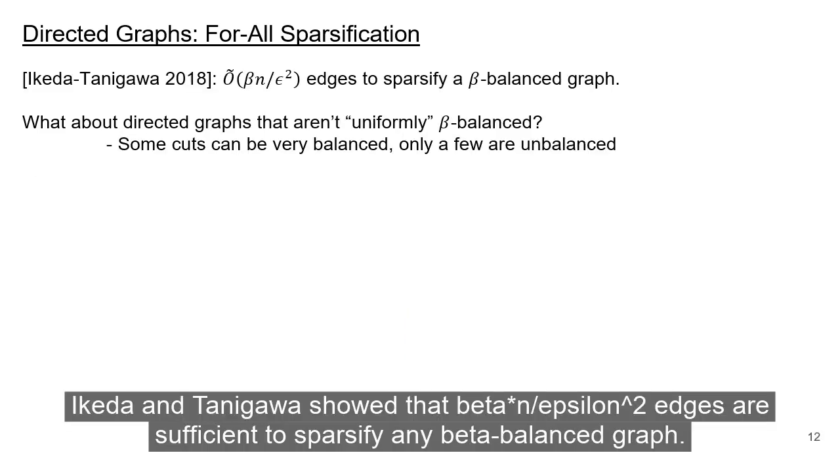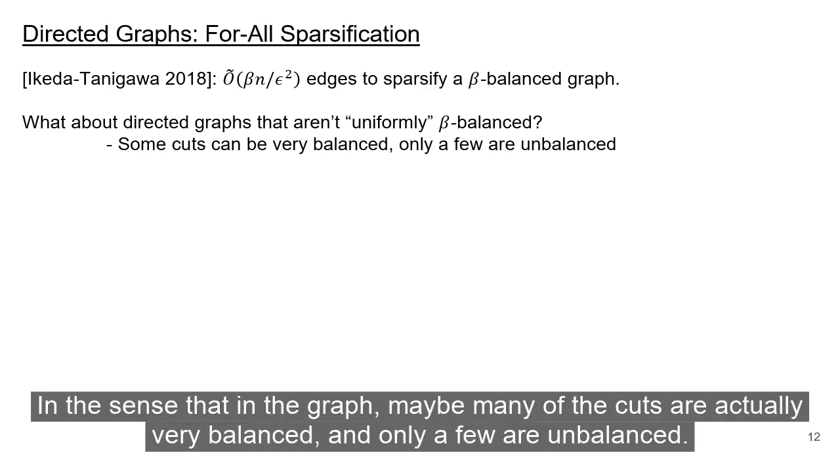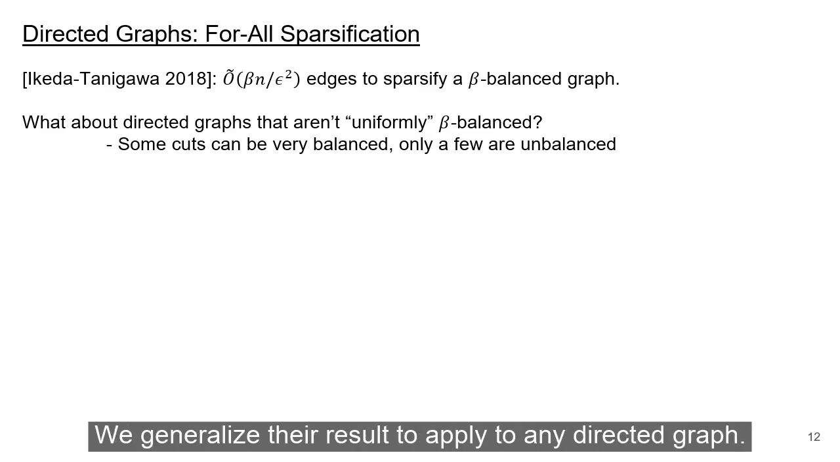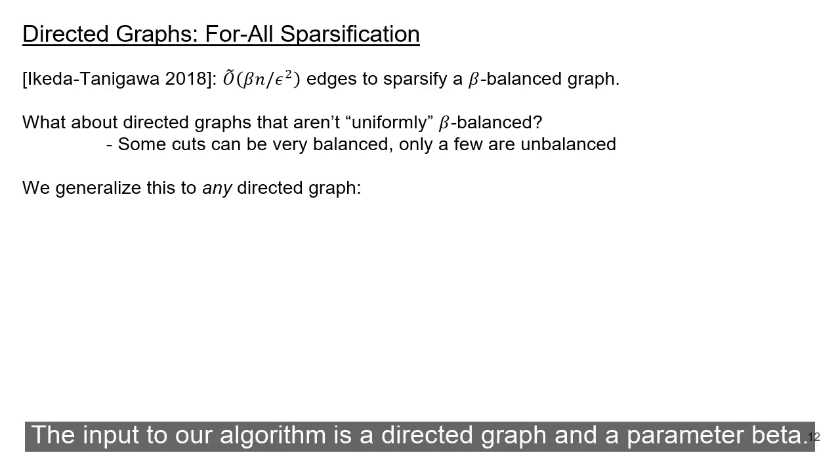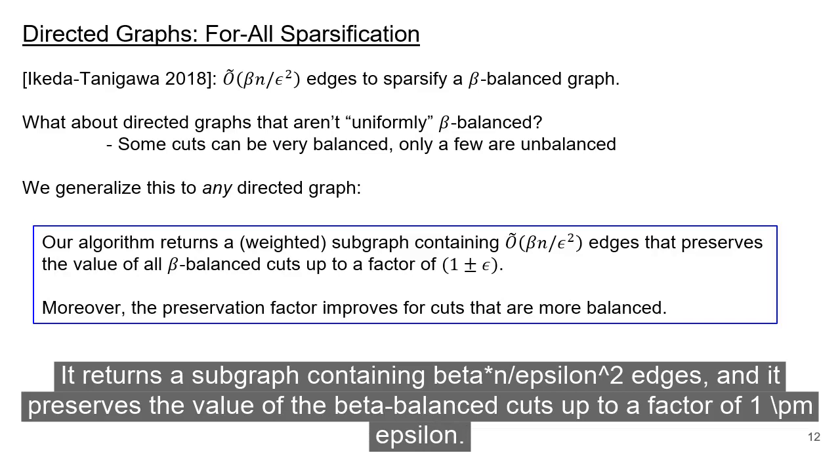Ikeda and Tanigawa showed that beta n over epsilon squared edges are sufficient to sparsify any beta balanced graph. But what about directed graphs that aren't uniformly beta balanced, in the sense that in the graph, maybe many of the cuts are actually very balanced and only a few are unbalanced? So many of the cuts are alpha balanced, where alpha is less than beta. We generalize their result to apply to any directed graph. The input to our algorithm is a directed graph and a parameter beta. It returns a subgraph containing beta n over epsilon squared edges, and it preserves the value of all the beta balanced cuts up to a factor of 1 plus or minus epsilon.